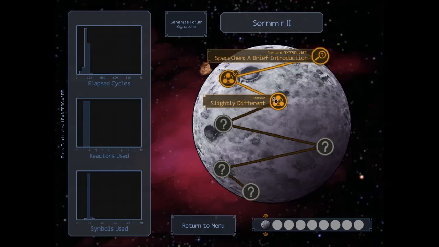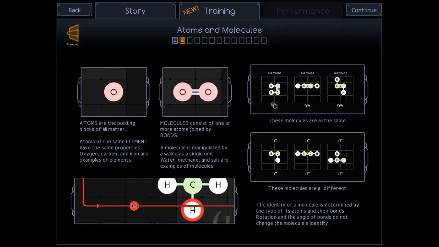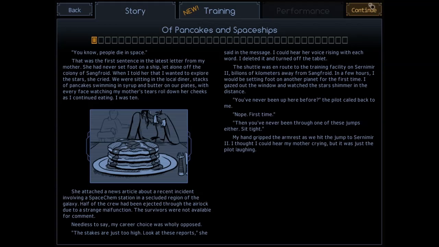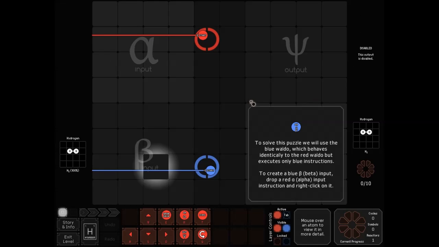So we go forward to slightly different. And it explains about atoms and molecules and how you can have different molecules that do the same thing, and these molecules are all different. It's all to do with the bonding. It tells you the identity of a molecule is determined by the type of its atoms and their bonds. Rotation and the angle of the bonds do not change the molecule's identity. Although not strictly true, given, well, there are differences that can happen depending upon angles.